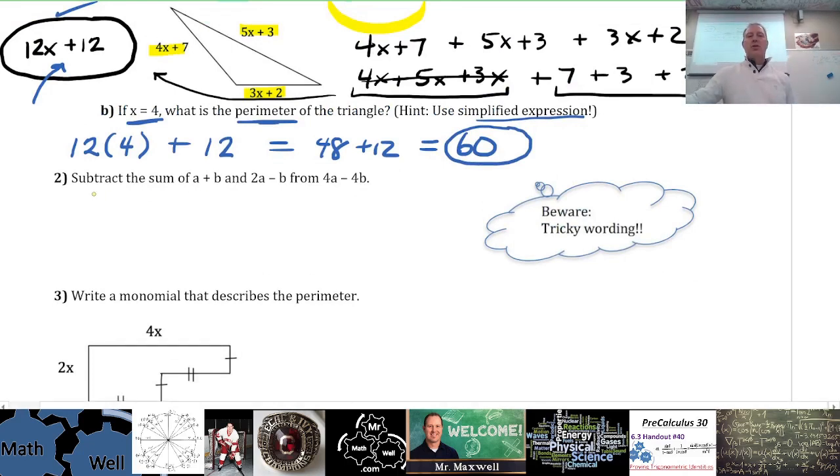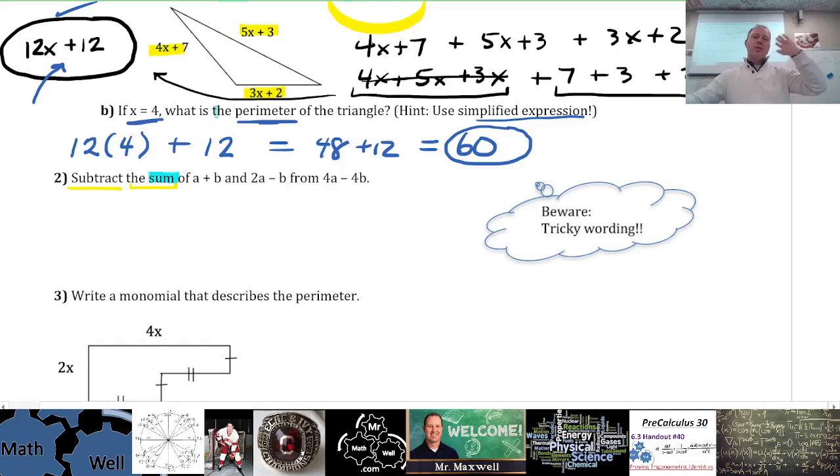Please don't subtract. Don't just look at this and say, oh, okay, I need to subtract all these, I'll just go a plus b minus 2 and minus 1. Read through the question carefully, okay? It may be a little tricky, but you can do it. So it says subtract the sum. Okay, who knows what a sum is? Does anyone know what a sum means? Yeah?